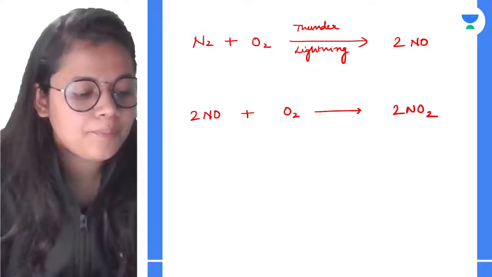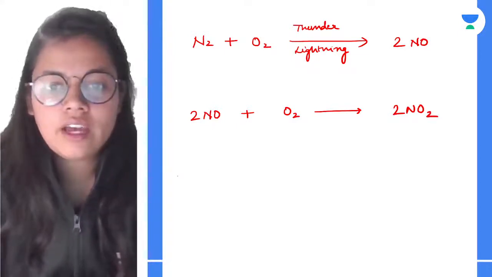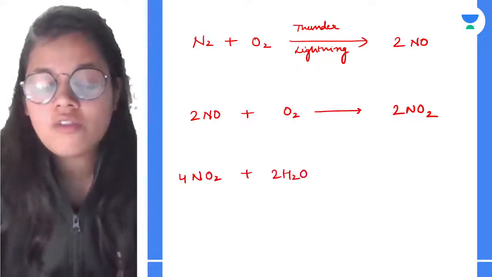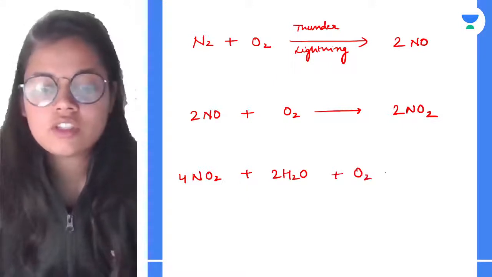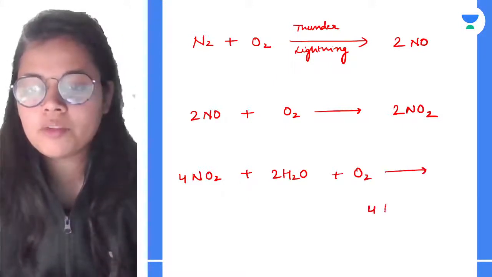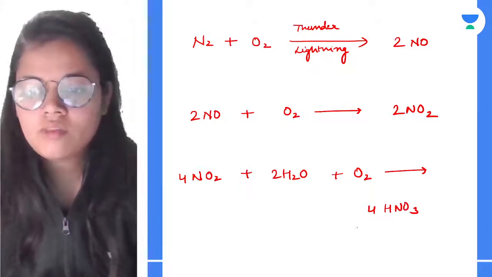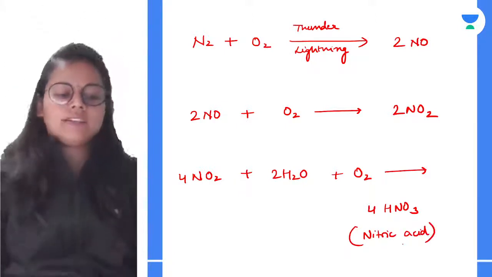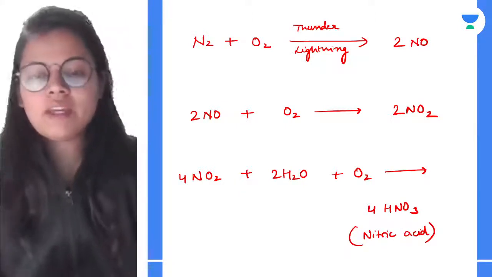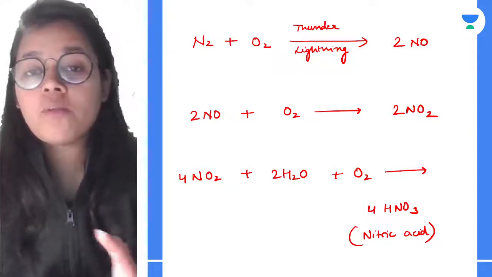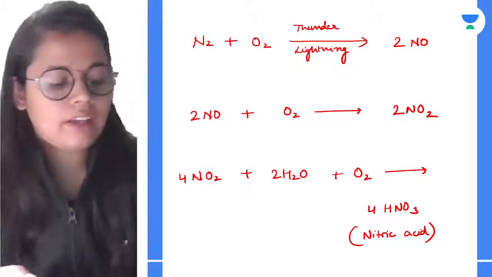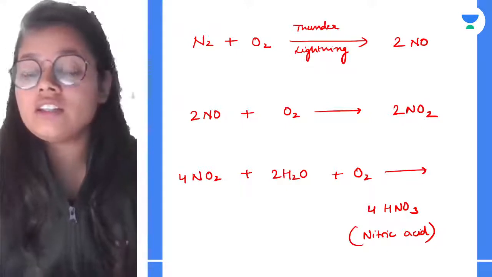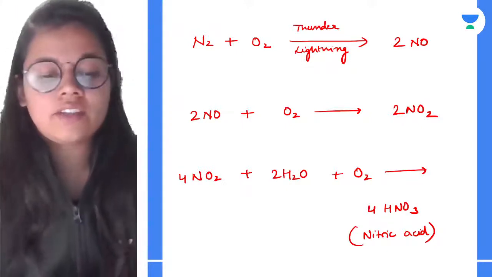Nitrogen dioxide. Correct. And when this nitrogen dioxide further combines with water, that is the rainwater falling on the earth, and oxygen present in the atmosphere, it leads to the formation of nitric acid. So this is our nitric acid which falls on the earth in the form of acid rain. Students, please tell me one disadvantage or problem that we are facing due to acid rain. I'll be waiting for your answers in the chat box. Let's see how many of you know the disadvantages of acid rain.